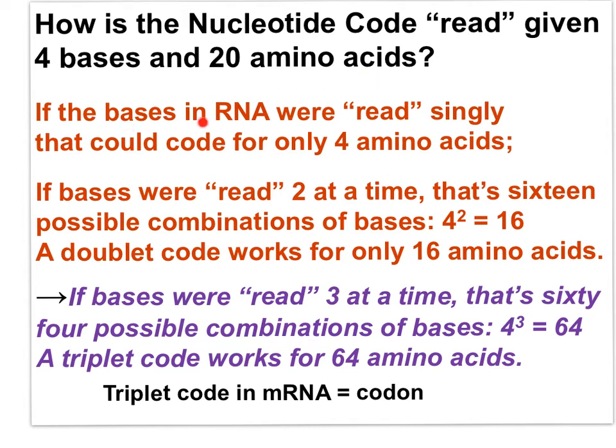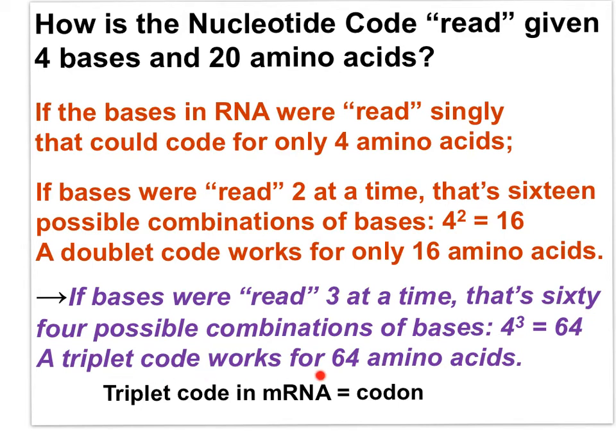If the bases in RNA were read singly, that could only code for 4 amino acids. If the bases were translated 2 at a time, that's only 16 possible combinations of bases, 4 squared. But a doublet code works for only 16 amino acids, and there are 20. But if bases are translated 3 at a time, that's 64 possible combinations of bases, 4 cubed.